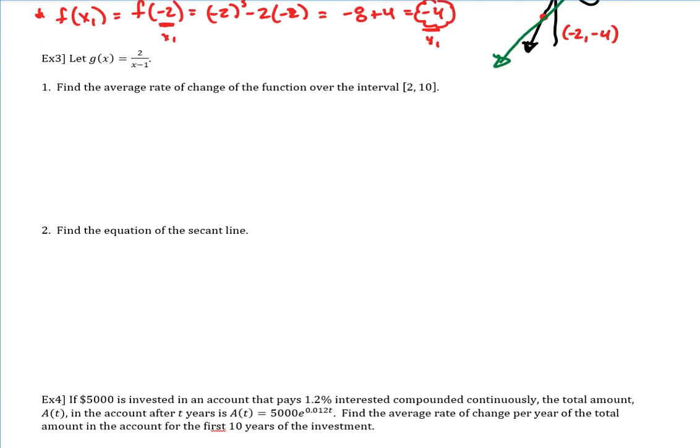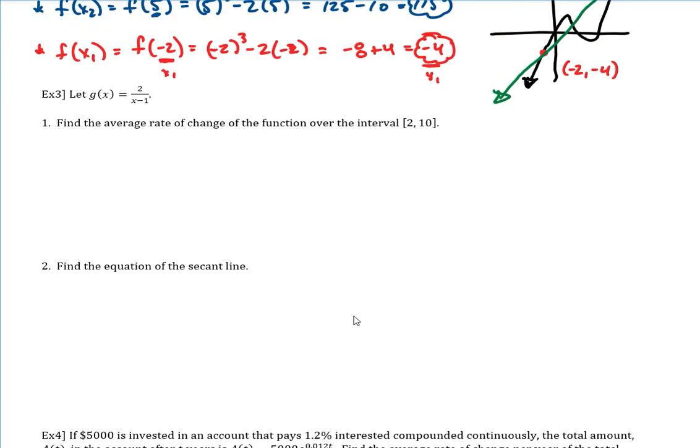Okay, let's do one more abstract one, and then we'll see a word problem. In example 3, let g of x equal 2 over x minus 1. Let's find the average rate of change of the function over the interval 2 comma 10. This time around, I'm going to use a and b. So let's say a is 2, and b is 10. Just to use a different formula, to show it really doesn't matter, it's just a different way that we could write it. So the average rate of change, here I'm going to do f of b minus f of a over b minus a. These are still x values, we're just using a different form.